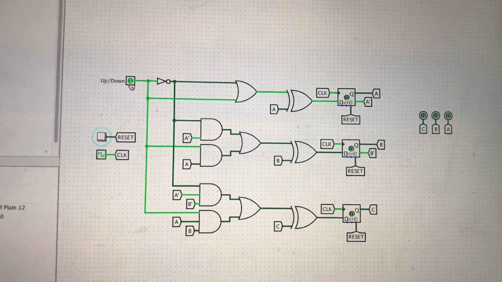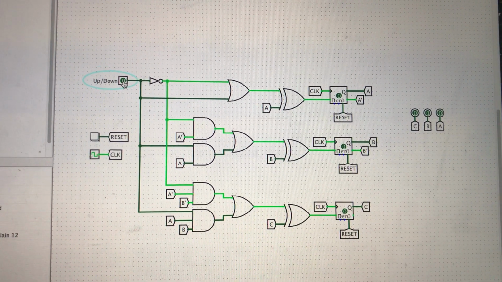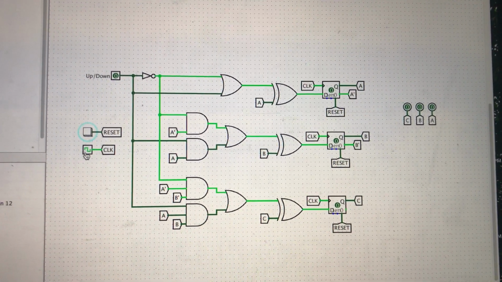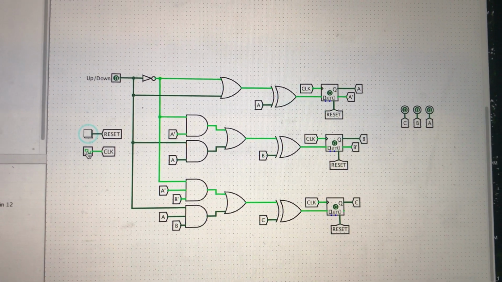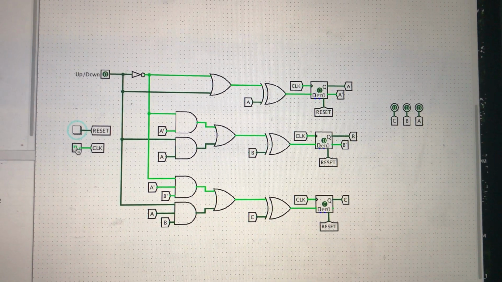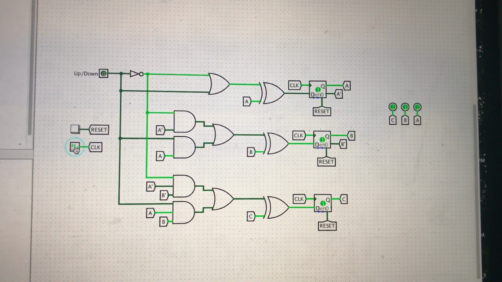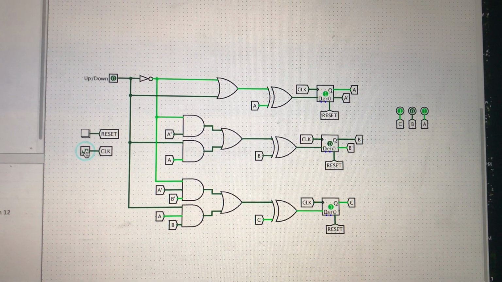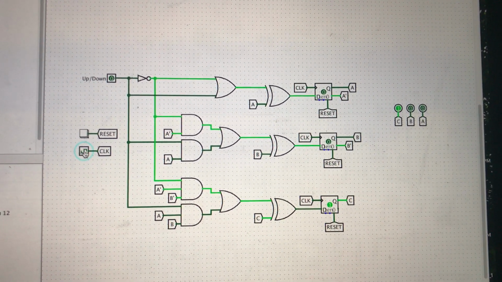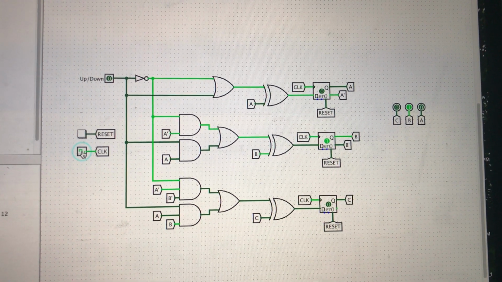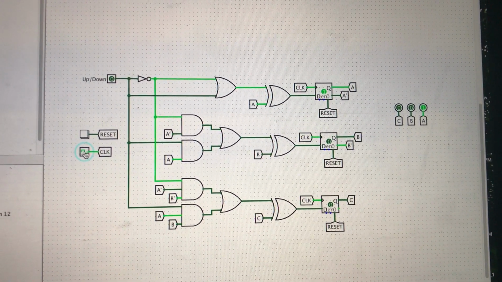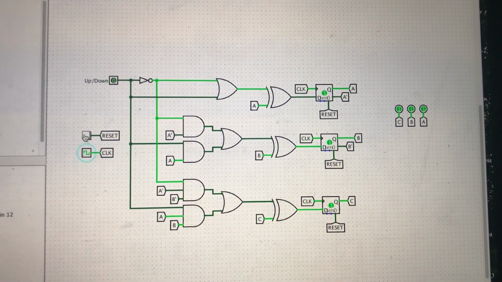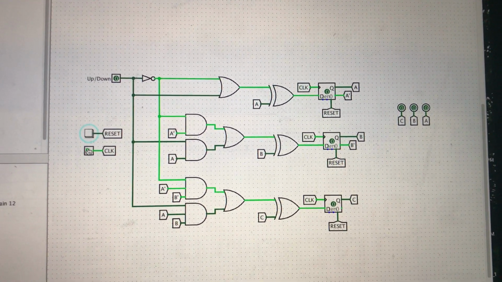Now, if we have up, down as 0 instead of 1, then the counter is going to count down. It's still going to start from our reset position of 0, and then we do the clock, it goes to 7, 6, 5, 4, 3, 2, 1, and 0. And again, we see if we have it at something like 7, we click reset, it brings it back to 0.